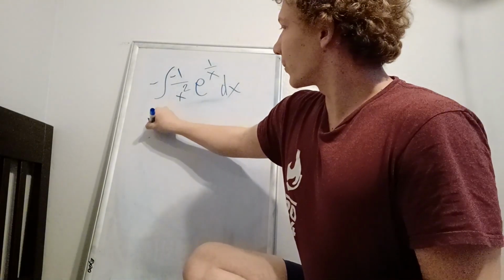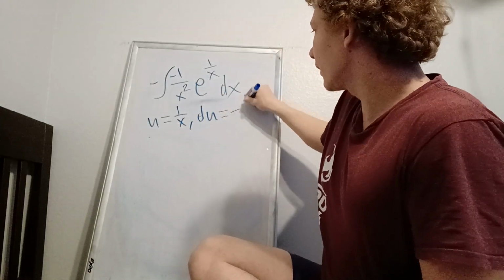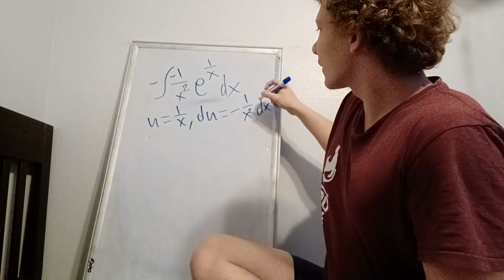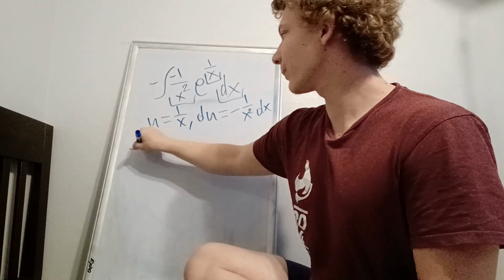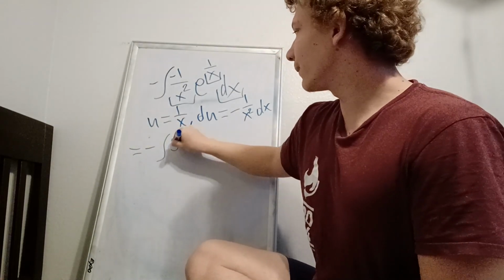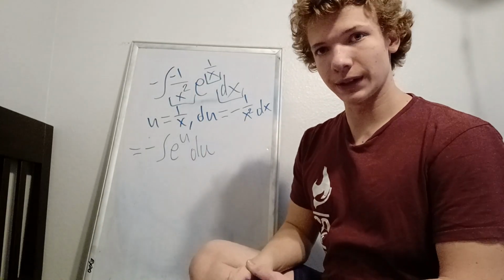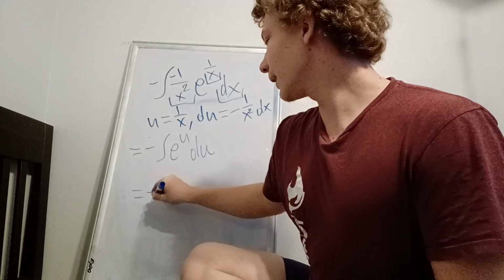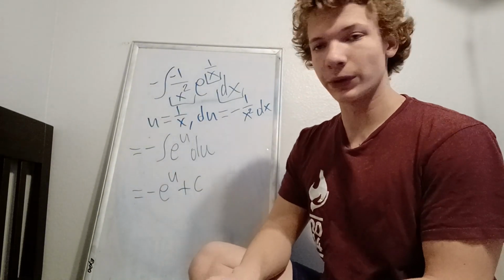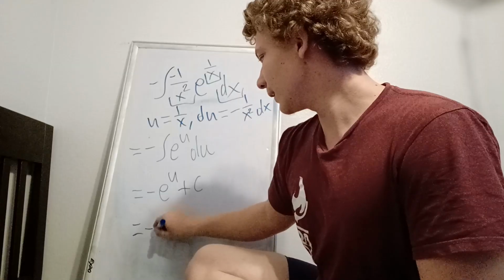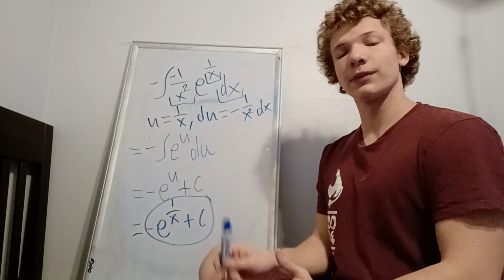So now what we can do is we can say that u is equal to 1 over x, which means that du will equal negative 1 over x squared dx. So now we have our du, and this will be our u. So we get the negative integral of e to the u du. The integral of e to the u is, of course, still e to the u. So this will be negative e to the u plus c. Of course, we want it back in the x world, so our final answer will be negative e to the 1 over x plus c. And that is the final answer for this integral.